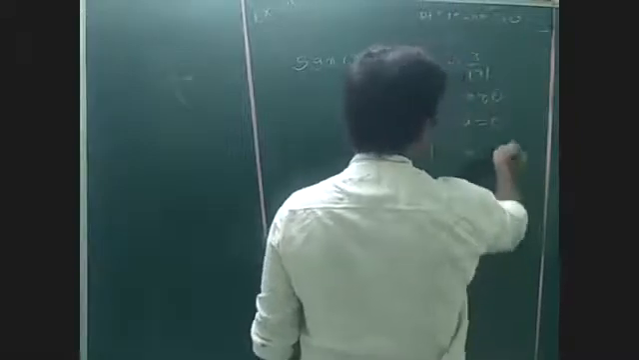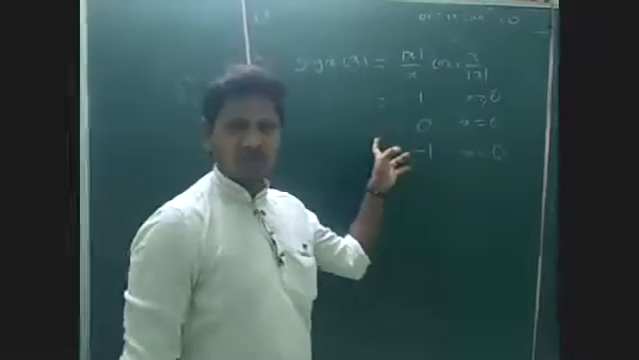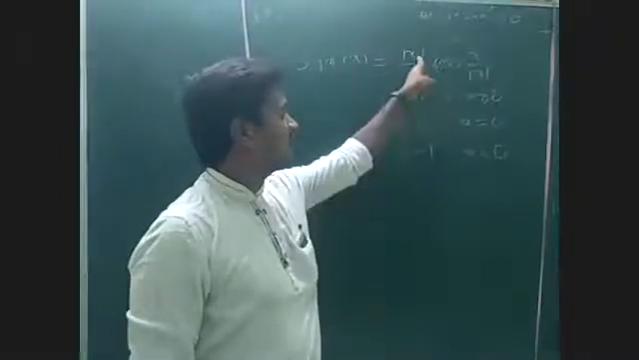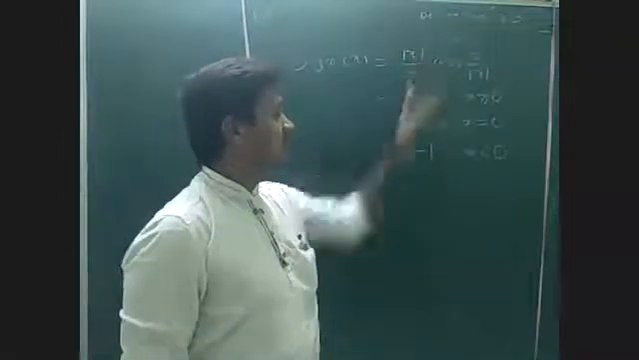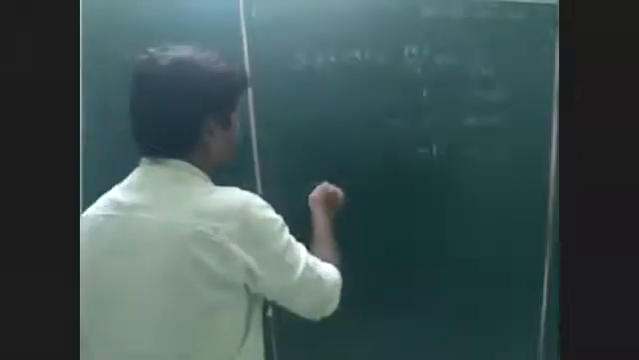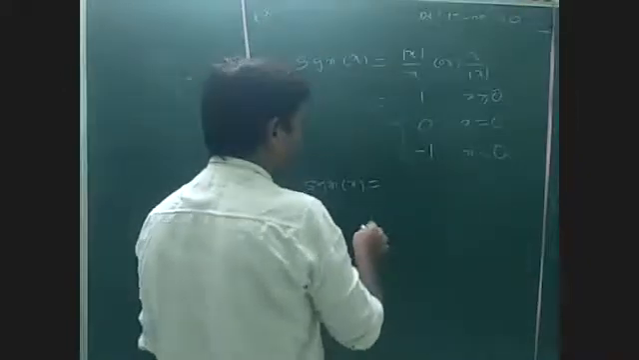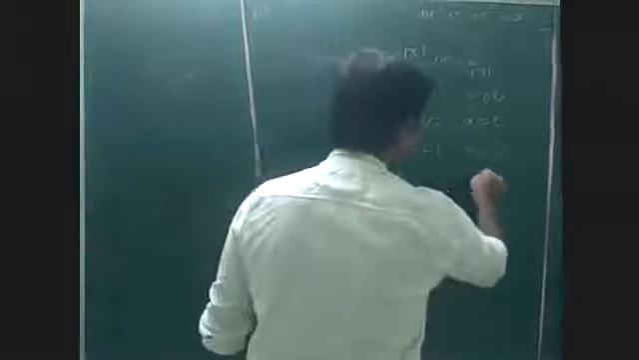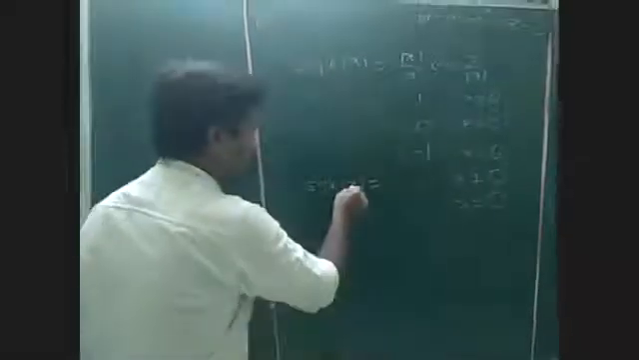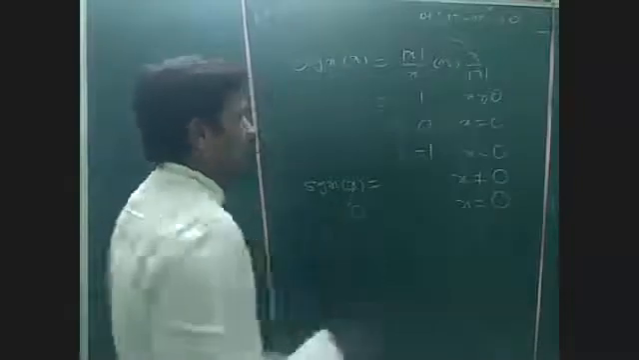Greater than 0, less than 0, and equal to 0. Already this condition we know. The signum function can be denoted by modulus x by x. Remember that the signum function is continuous for x not equal to 0, and discontinuous at x equal to 0. When this x value is 0, it is discontinuous.